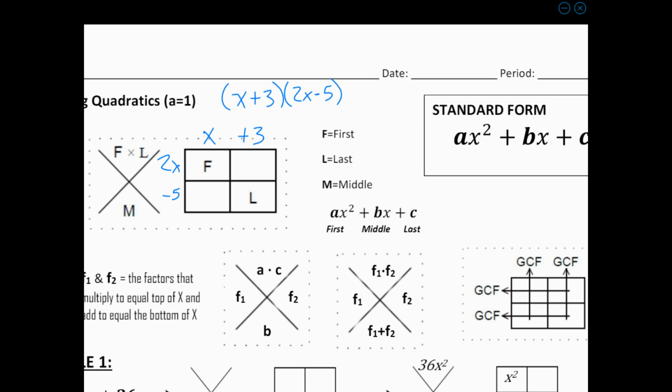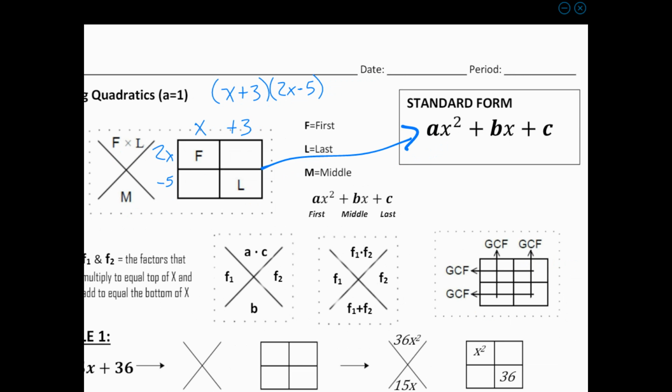And then we would multiply them together. So we would multiply these two to get this box. And we would multiply these two right here to get this box. And we would fill in this box. And then this box would get simplified. And that would give us our answer that looked like this, the standard form.